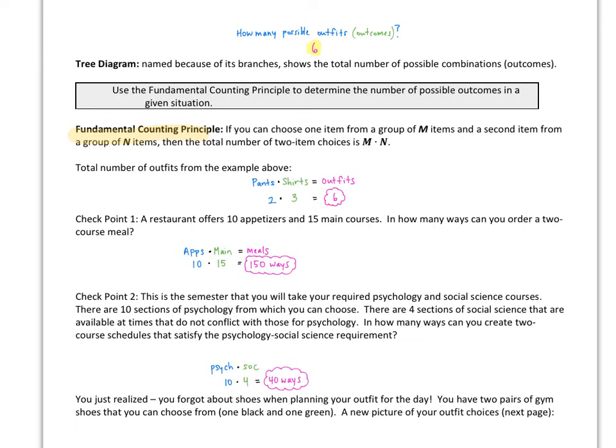Okay, so hopefully you realized you take the number of psych courses, 10, times the number of social courses, 4, and you get the total number of ways, 40 ways, in which you could create a 2-course schedule.